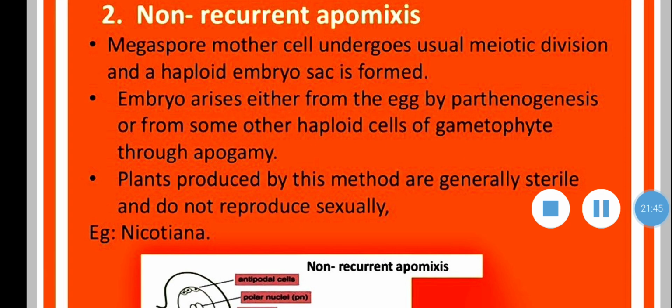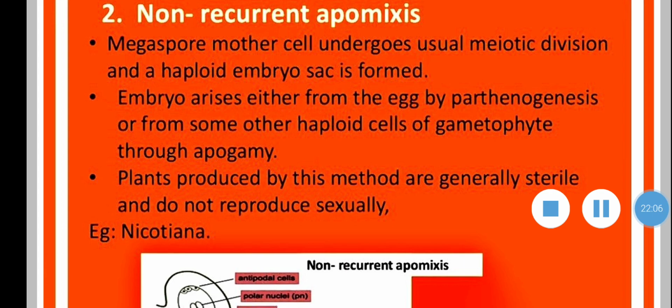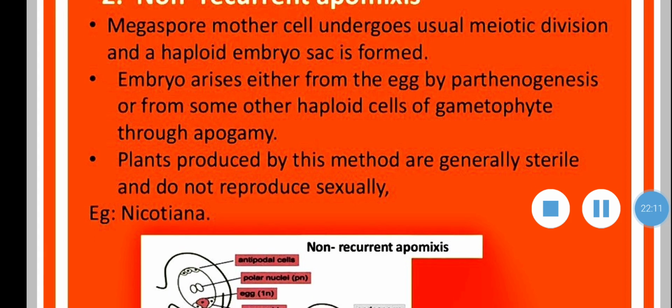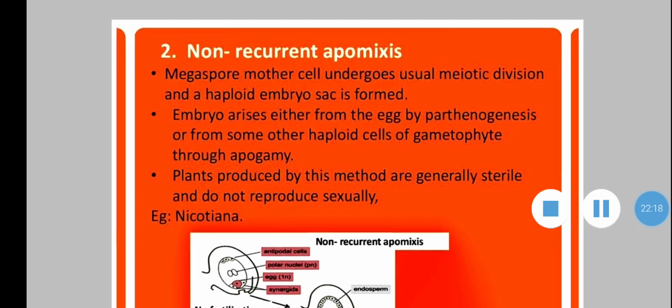Non-recurrent: the megaspore mother cell undergoes the usual meiotic division and a haploid embryo sac is formed. The embryo arises either from the egg by parthenogenesis or from some other haploid cells of the gametophyte through apogamy. Plants produced by this method are generally sterile and do not reproduce sexually. Nicotiana is a common example of non-recurrent apomixis.